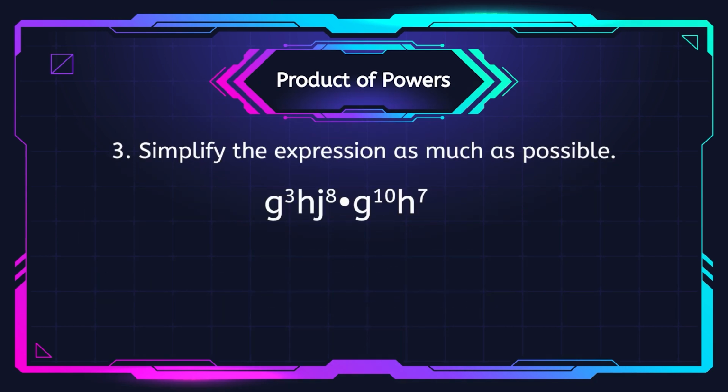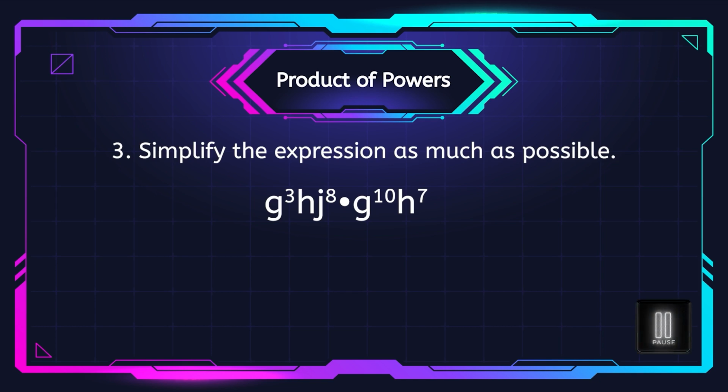Yes! All right, I think this is the last problem in the level. Again, we need to simplify the expression as much as possible. But now we have g to the 3rd, h, j to the 8th, times g to the 10th, h to the 7th. Okay, sure, there are more variables in this one, but we can do this. Since this is all multiplication, let's rearrange the expression to put all of the like bases next to each other.